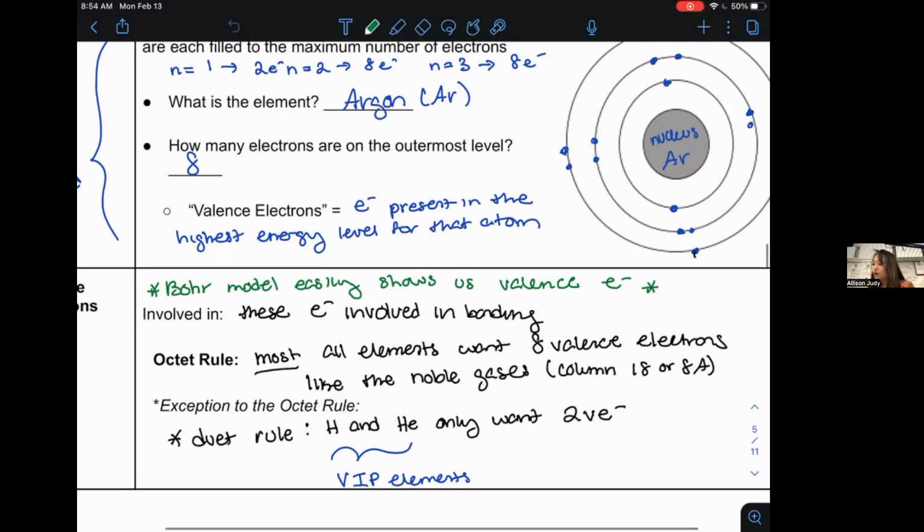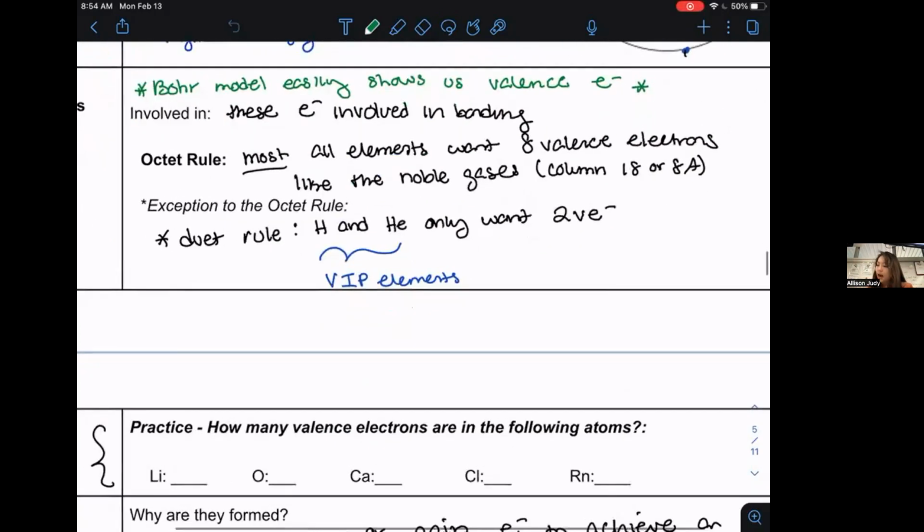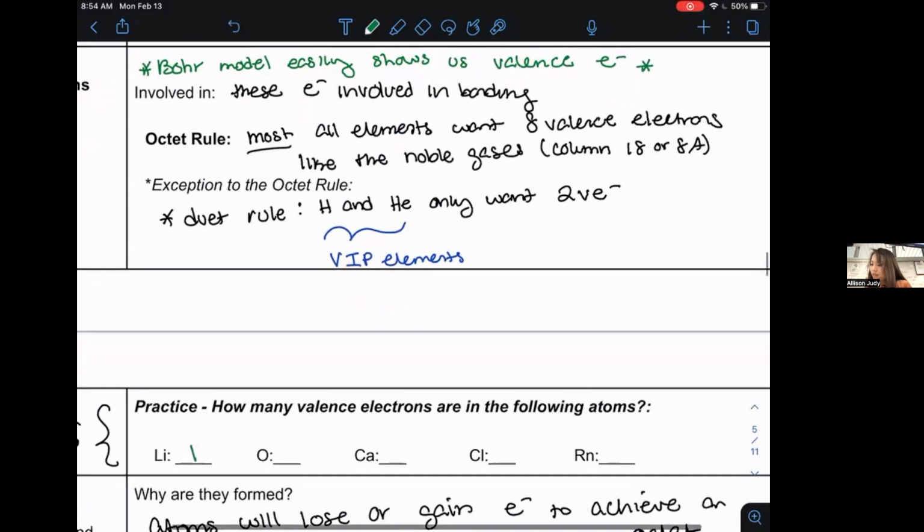Okay. So out of curiosity, how many valence electrons on each of the following? Lithium. 1. Oxygen. Calcium. Chlorine. And radon. 8. Because remember, the Bohr model totally ignores transition metals. The Bohr model does not account for that at all.